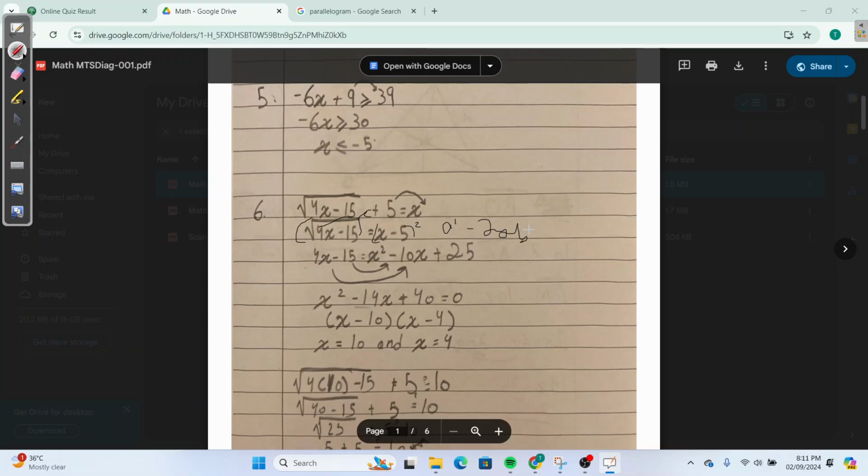I'm sorry if this is really slow. Plus b squared. This is for a minus b squared. So expand it and you apply it. A squared, where a is x here, so x squared minus 2 times x times 5. So 2 times x is 2x times 5 is 10x, and that's a minus, so minus 10x plus b squared. B is 5 here, so 25, which is 5 squared, obviously.